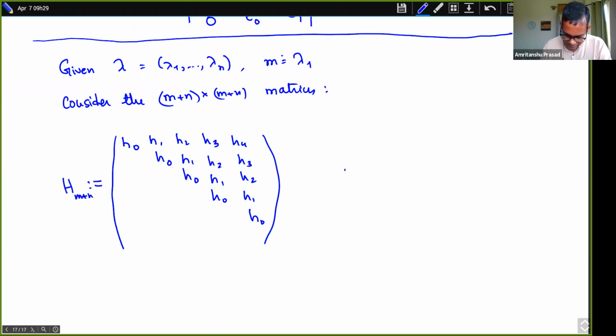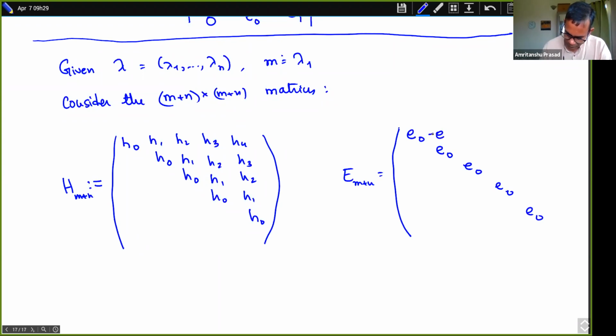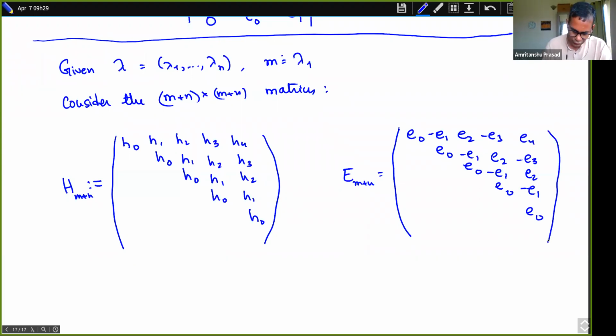And E m plus n will be the matrix with E's instead of H's, but now I'll put a minus for the odd entries and plus for the even entries. Okay, so that's H and E.